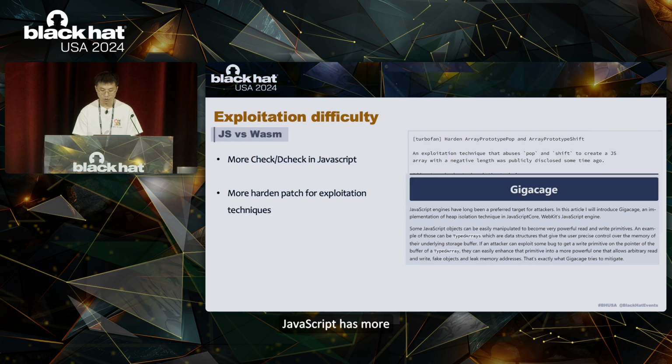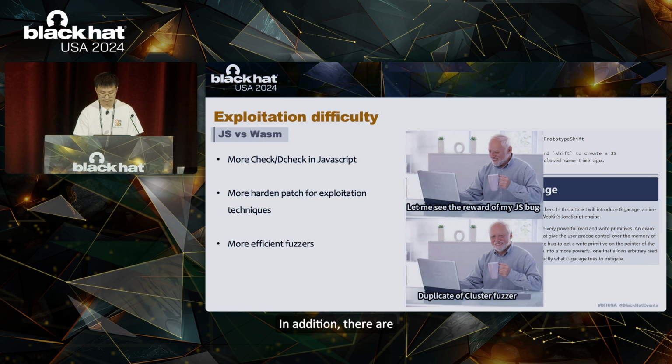JavaScript has more optimization than WASM does, and thus includes more security checks. WASM is a low-level language. It can operate on the stack and registers directly, and has fewer safety checks and vulnerability mitigations. In addition, there are more JS fuzzers than WASM ones, so many JS bugs have been discovered by internal fuzzers.